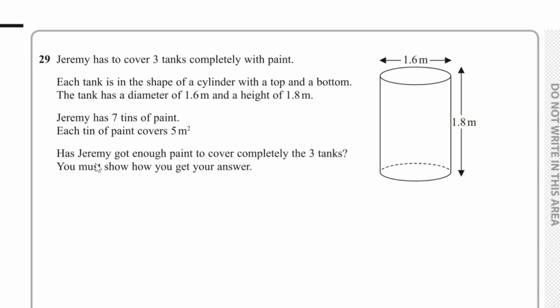Well, what we see over here is that let's see what area these 7 tins of paint will cover. So 7 tins of paint, this will cover 7 times by 5, which is 35 meters squared. Now, if over here the surface area of 3 tanks is greater than 35 meters squared, we can conclude he doesn't have enough paint. Now let's find out the surface area of 1 tank.